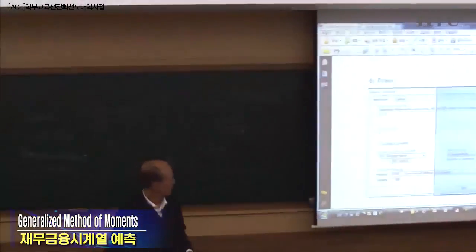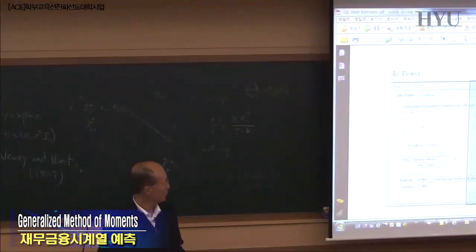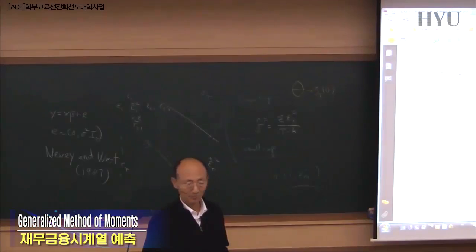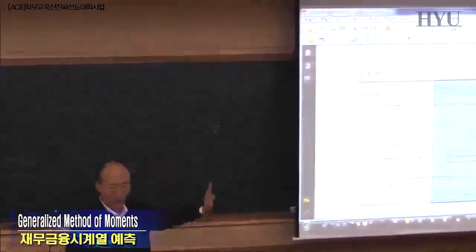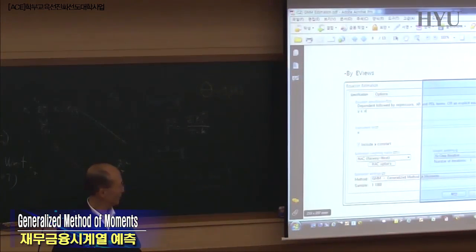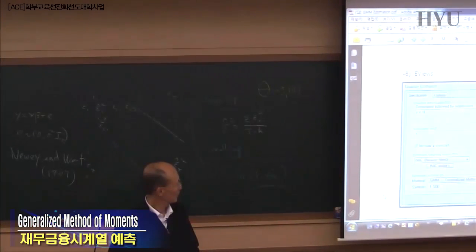It says estimation weighting matrix, Newey-West. So whatever it is, you can leave it there. So I ran this one.